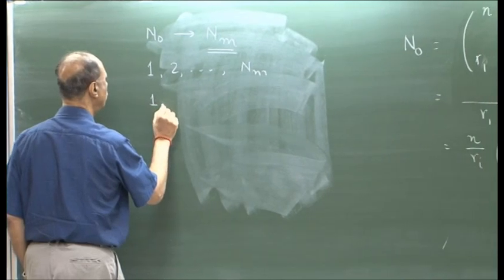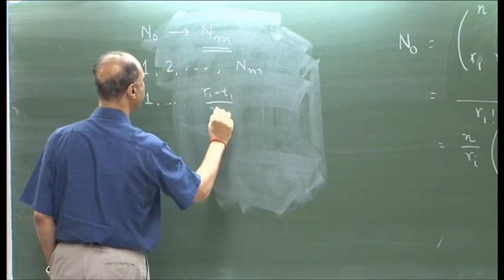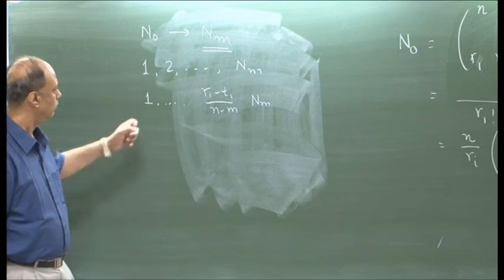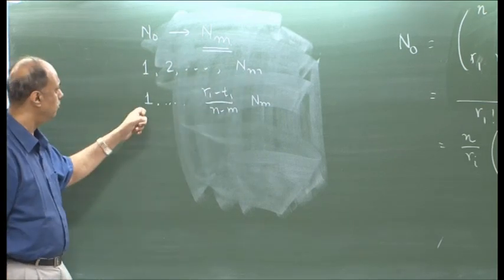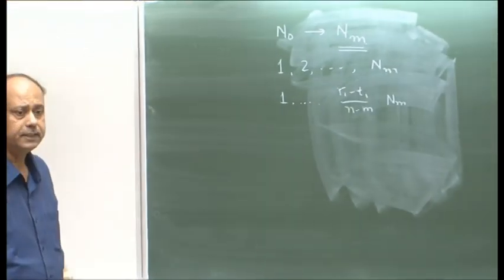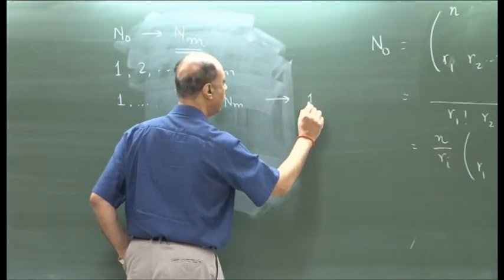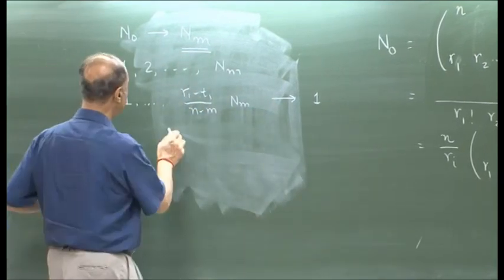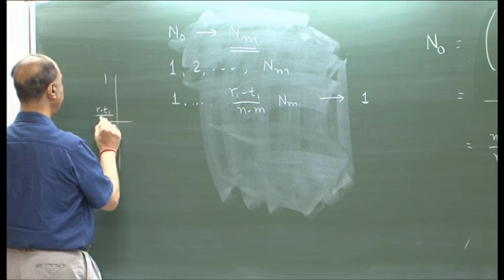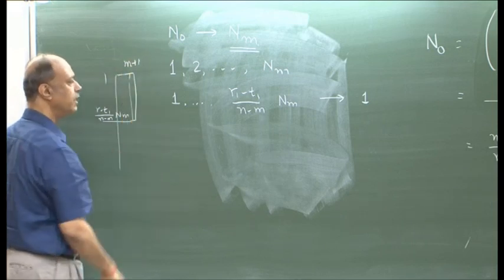Now, these permutations are numbered 1 to Nm. Now 1 to (R1 minus T1) divided by (n minus m) times Nm, that many permutations have m plus 1th element 1, because they are in lexicographic order. That many will have m plus 1th element as object 1, the first kind.